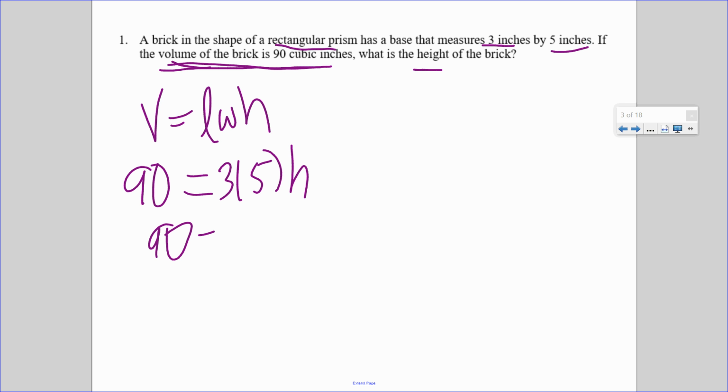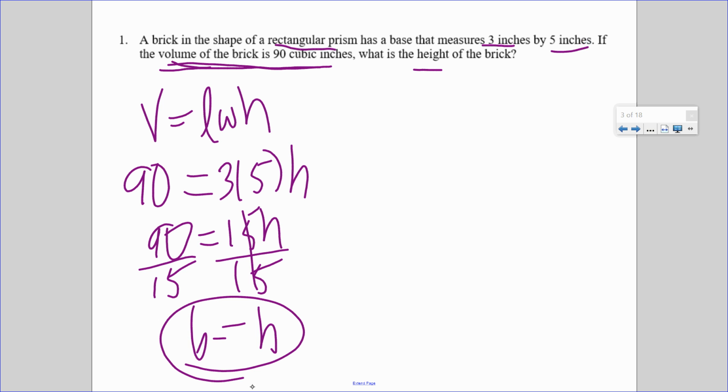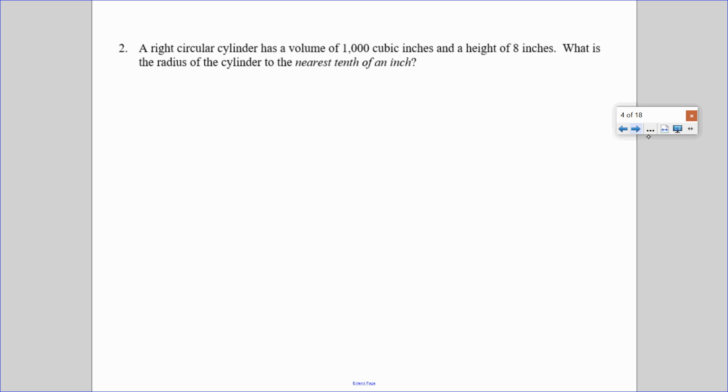So 3 times 5 is 15. To get h by itself, I divide both sides by 15. H is 6. That's it. It's all the same procedure. Depending on the formula, the algebra might be a little more challenging or a little bit less challenging. So let's go through a couple more.